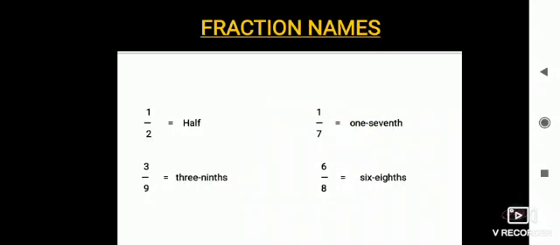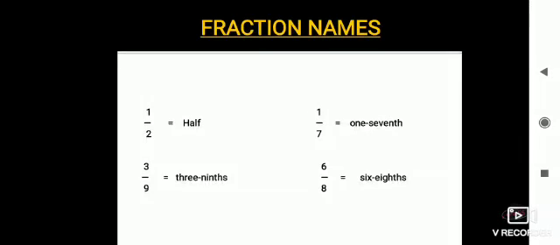Now let's see how you can write fraction names. 1/2 is a half, so you can write it as half. 3/9 can be written as three-ninths. If the numerator is greater than 1, then put s while writing the fraction name with the denominator. 1/7, here the numerator is 1, so you will not put s with 7, but where the numerator is greater than 1, then you have to put s with the denominator.